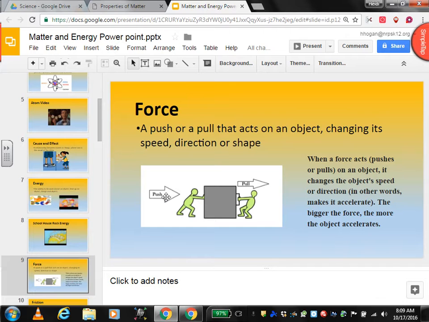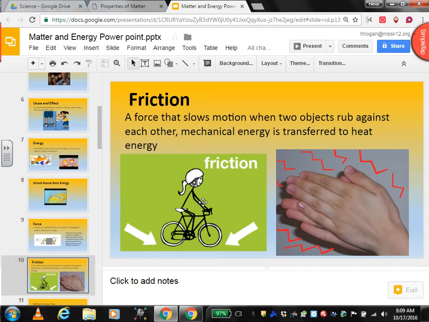So if this person is really strong and is pushing, will this move faster? Yes. If this person is not as strong and is pushing slowly and isn't pushing as hard, the object will move more slowly. So that kind of makes sense when you think about it. Friction. Oh, look. Can you rub your hands together? It's a force that slows the motion when two objects rub together. And the mechanical energy is transferred into heat energy.